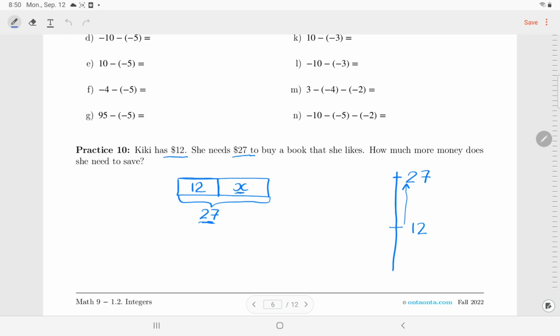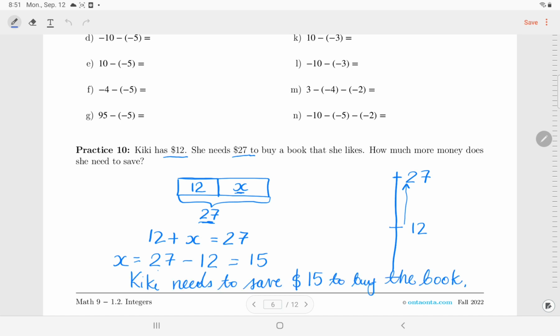So X represents the amount of money she needs to save. So 12 plus X equals 27. But we can also say that 27 minus 12 is the amount that she needs to save, our X. So she needs to save $15. And we will continue with addition and subtraction of integers in the next video.